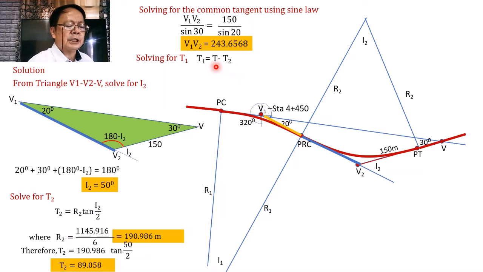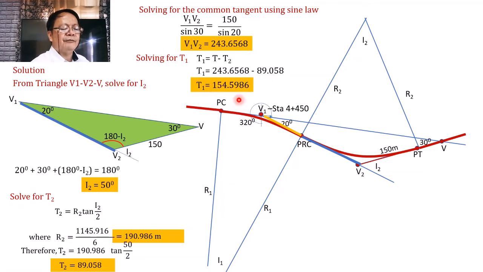Substituting the common tangent to be at 243.6568 and the tangent distance 2 of 89.058, we can compute for T sub 1 to be at 243.6568 meters, I'm sorry, minus 89.058. That gives us a value equal to 154.5986 meters. After solving for T sub 1, we can now compute for the stationing of the PC.